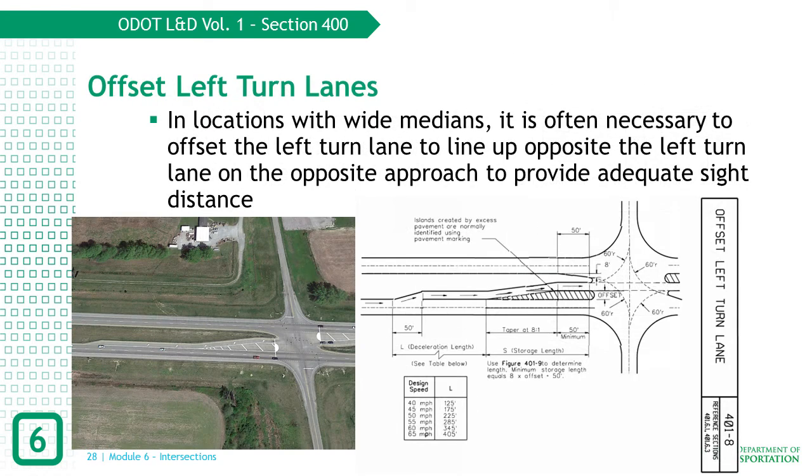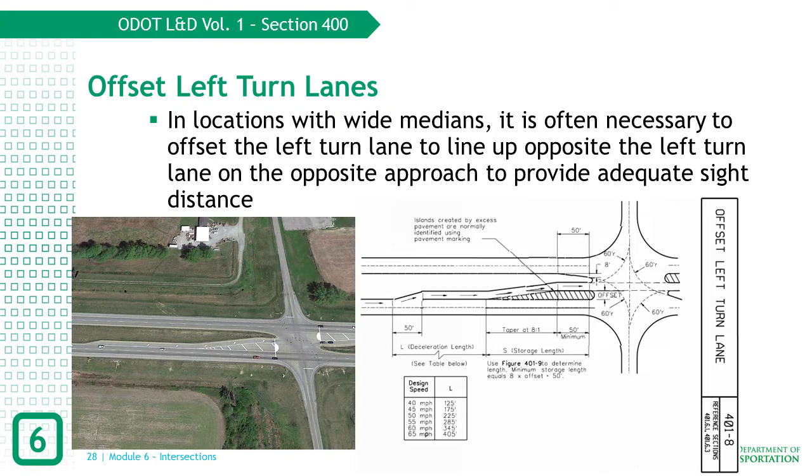Offset left turn lanes should be used on facilities with wide medians to align the opposing left turns and provide adequate sight distance. Figure 401-8 shows how to shift the left turn lane away from the adjacent through lanes in stages. Notice that the deceleration length includes the diverging taper length and that the 8-to-1 taper to offset the left turn lane is included in the storage length. The minimum storage length should be 50 feet, which is about the length of two cars.